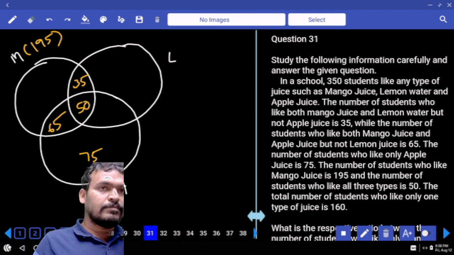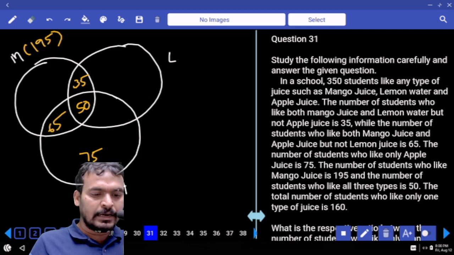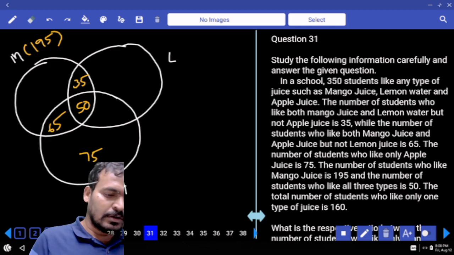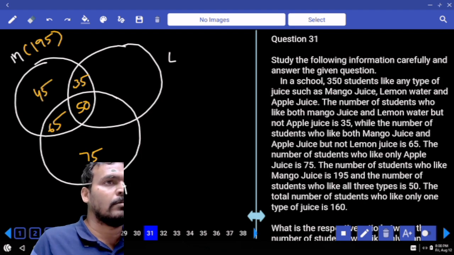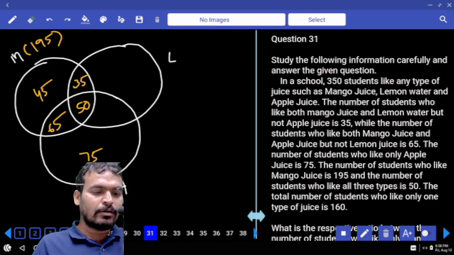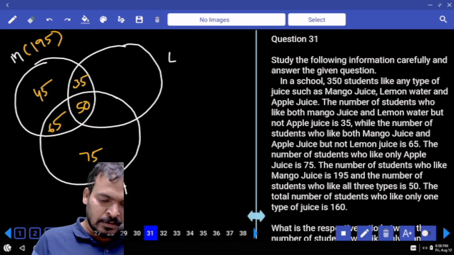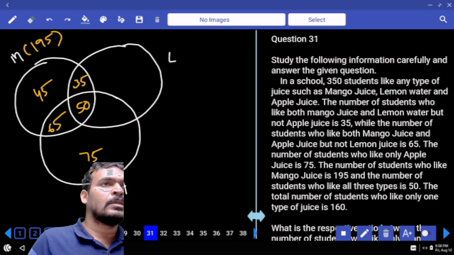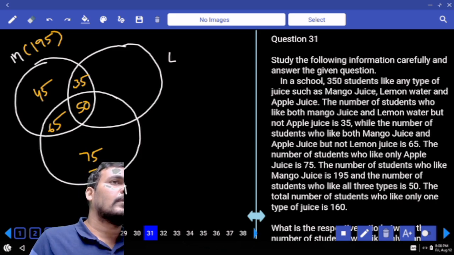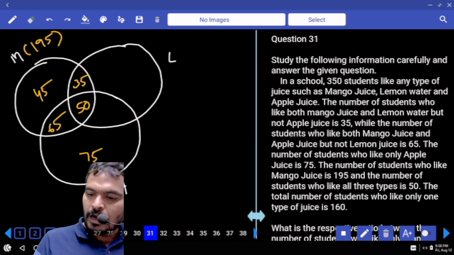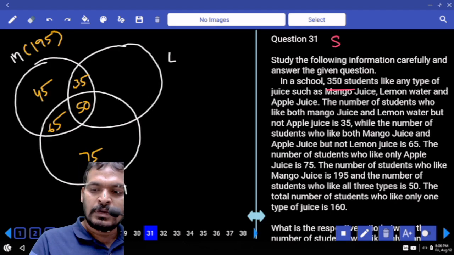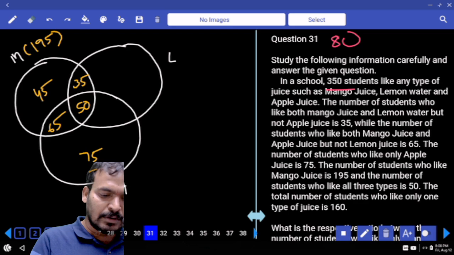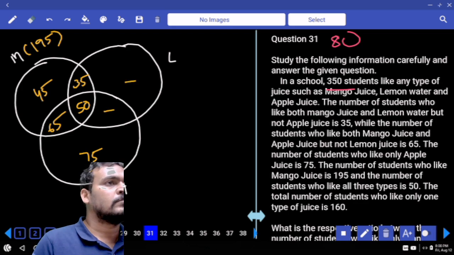65 plus 35, 100, plus 50, 150, remaining 45. That 45 is only mango value. And already we know total mango is 195, plus apple value 75, total 270. Out of 350, 270 is complete. What is the remaining value? 80. That 80 will be the sum of these two values.